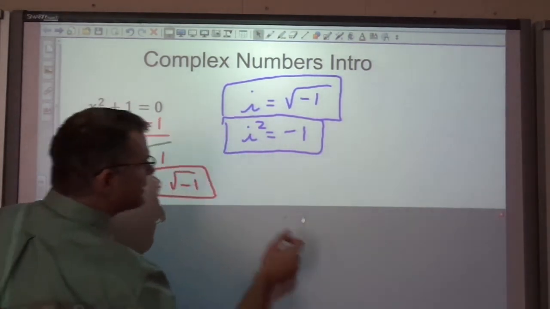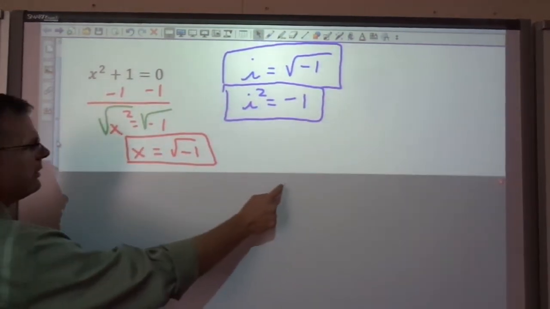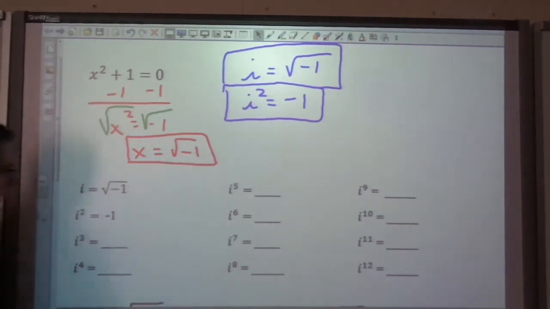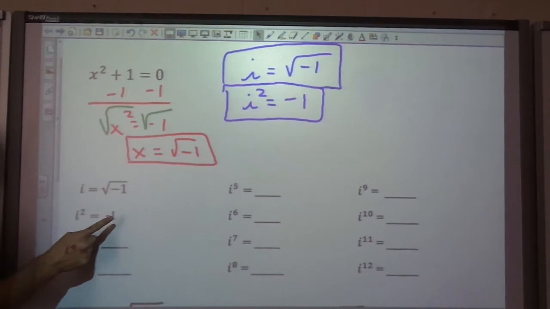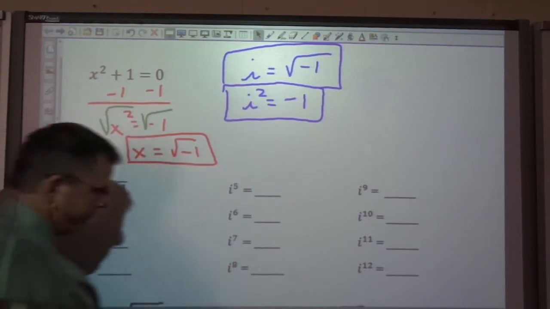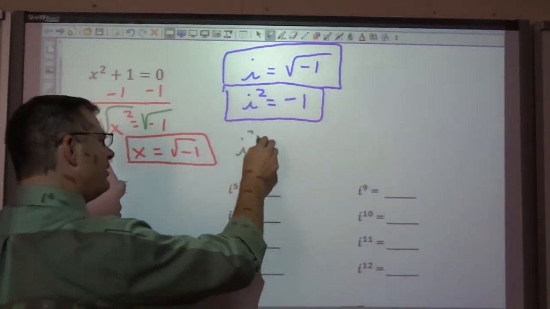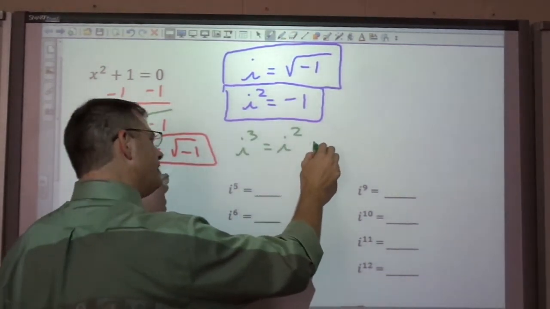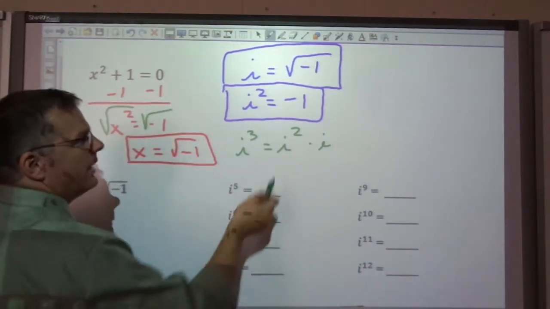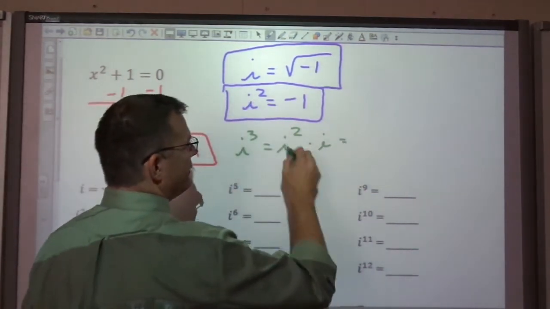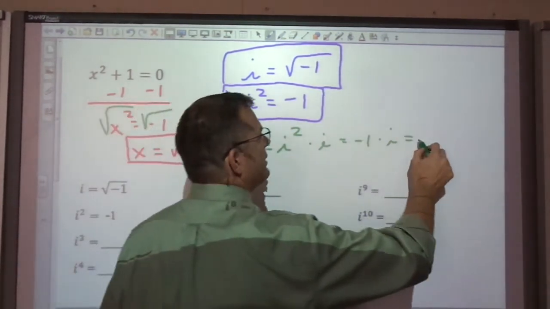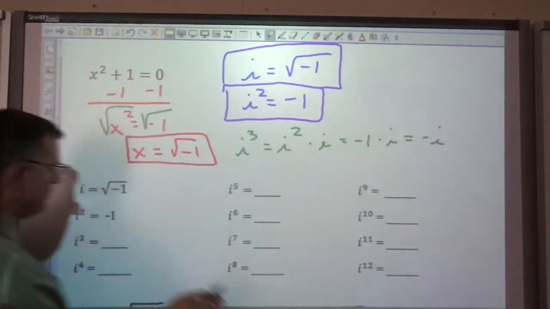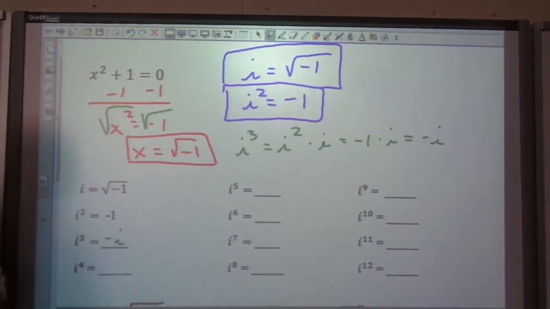And from here, we can extend our thinking a little bit and say, okay, well, if i is the square root of negative 1 and i squared is then the number negative 1, what would be i to the third? Well, i to the third would have to equal i squared times another i. And i squared we know is negative 1. So that's just negative 1 times another i. And negative 1 times i is negative i. So this is just negative i.